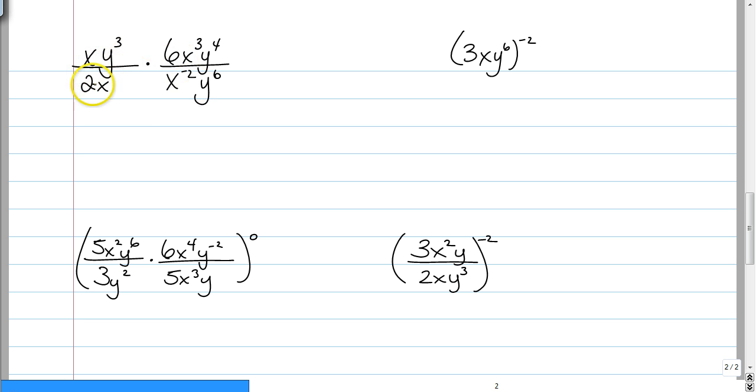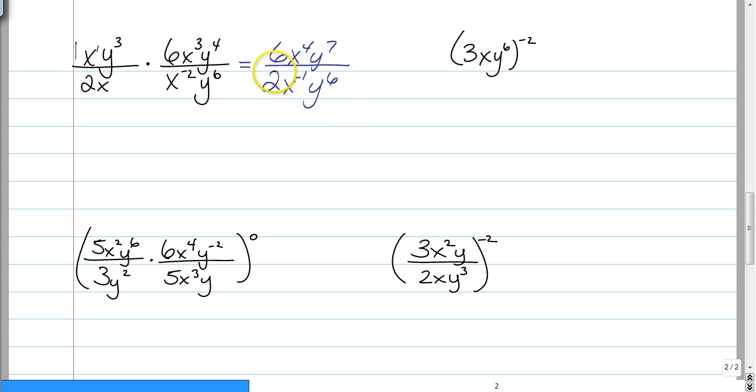So when you're working with these, you should multiply across the top and then multiply across the bottom and then simplify. So we've got a 1 times 6 is 6. We have an x to the 1st and an x cubed. Remember, when you multiply, you add exponents, so that becomes x to the 4th. And then you have y cubed and y to the 4th, which is y to the 7th. Now that's all over 2 times 1 is 2. X and an x to the negative 2 is x to the negative 1. There's no y's over here, but we still have our y to the 6th.